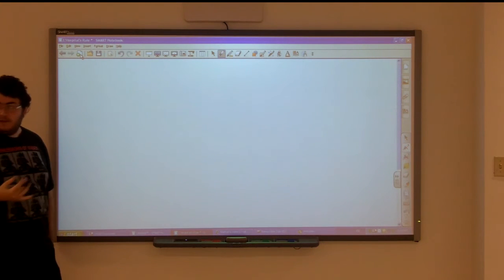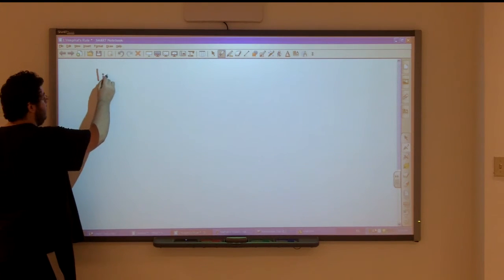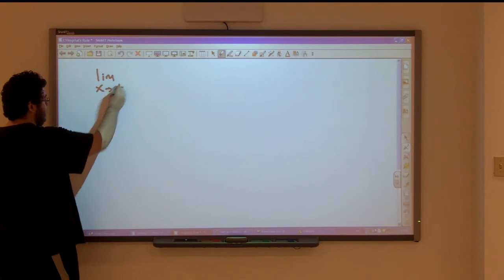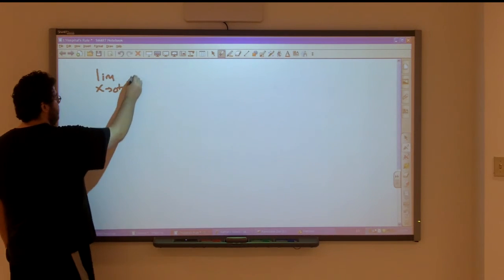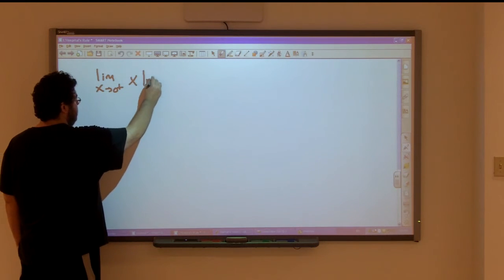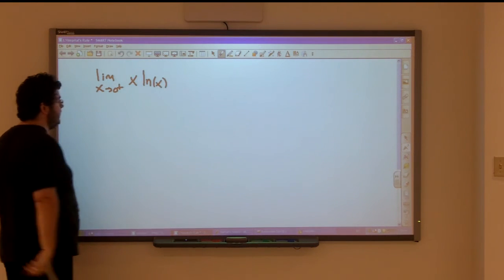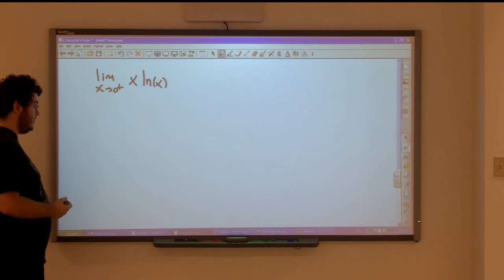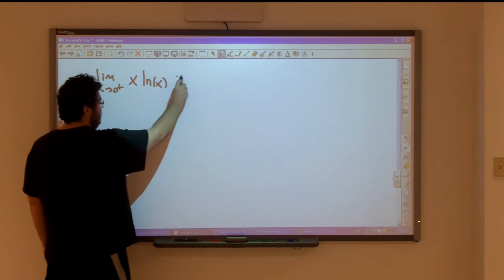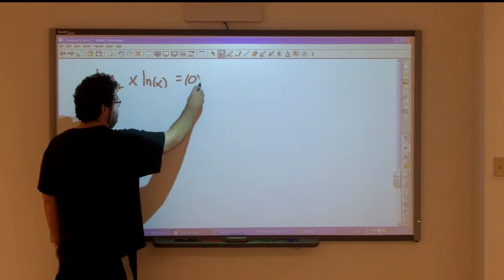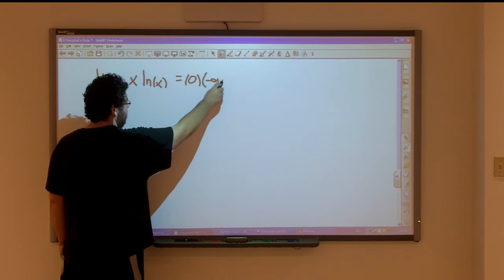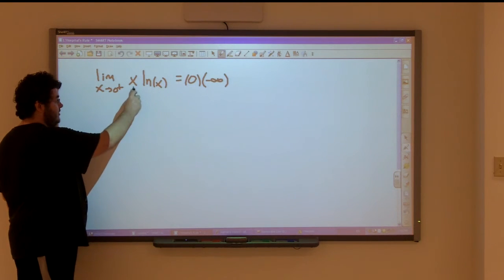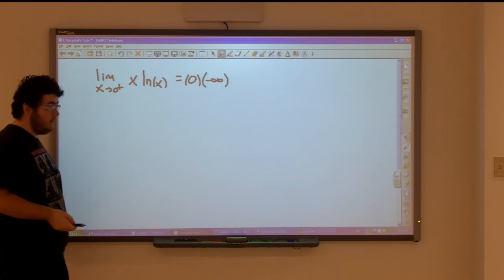So let's say I want to know the limit of x going to 0 from the right of x natural log of x. Now at first, this may not look like an indeterminate form because it's not in a fraction. But remember, 0 times infinity, or in this case, negative infinity, is indeed an indeterminate form because this is what this approaches. This goes to 0, this goes to negative infinity.